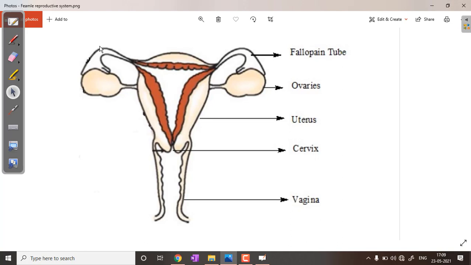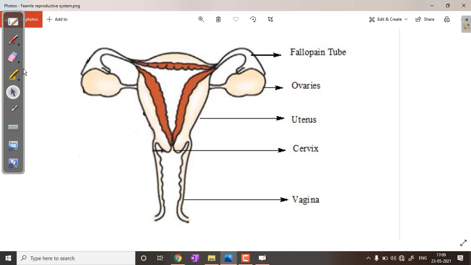And at the time when the sperm is in the fallopian tube, if there is an egg inside the fallopian tube, then there will be mixing of egg and sperm, and there will be formation of zygote in the fallopian tube itself. Okay, so what is the function of the fallopian tube?